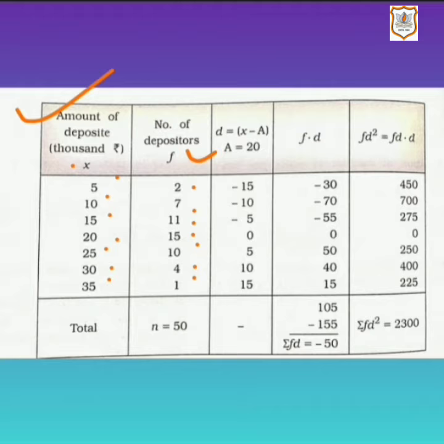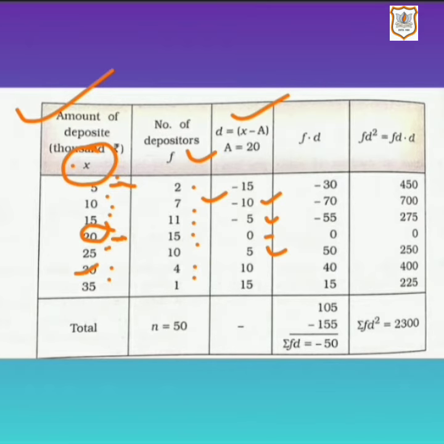So first we are finding d. How we can find d, that is x minus a. So first we have to assume a mean from x, any value. Here we have assumed 20 as assumed mean. So x minus a: this is x, this is a. So 5 minus 20 gives you minus 15. 10 minus 20 gives you minus 10. 15 minus 20 gives you minus 5. 20 minus 20 gives you 0. 25 minus 20 gives you 5.